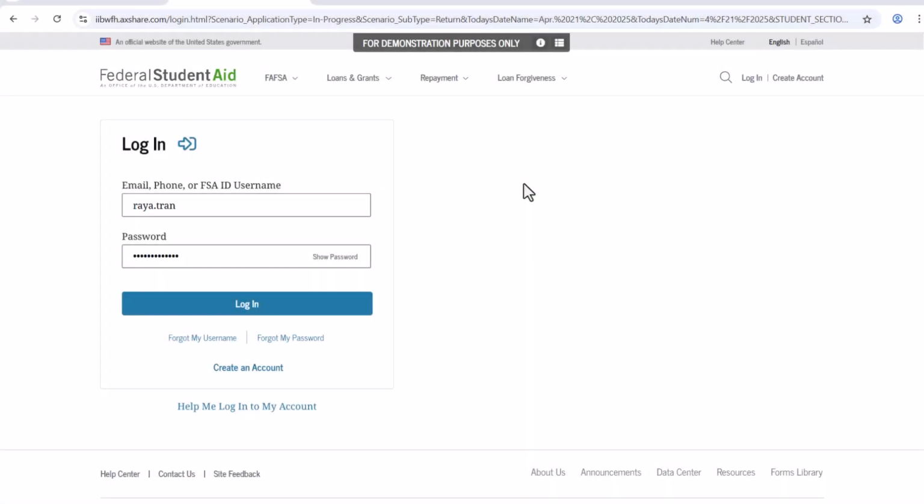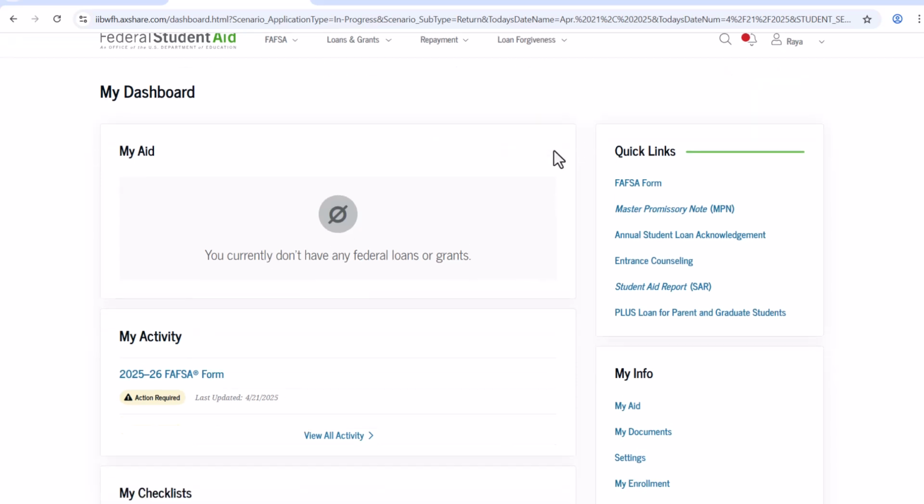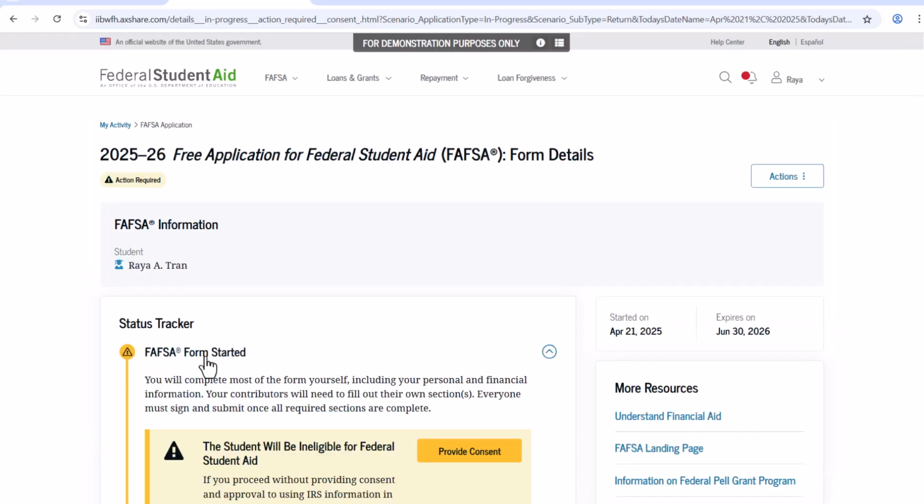Now let's transition into the student portion of the FAFSA, or for this demonstration, Raya's FAFSA. So Raya has entered her studentaid.gov account username along with her studentaid.gov account password. So we're going to log in. Once we enter into the student's studentaid.gov account, on their dashboard, you will see My Activity, and you will see where it says Action Required. So we're going to select that.